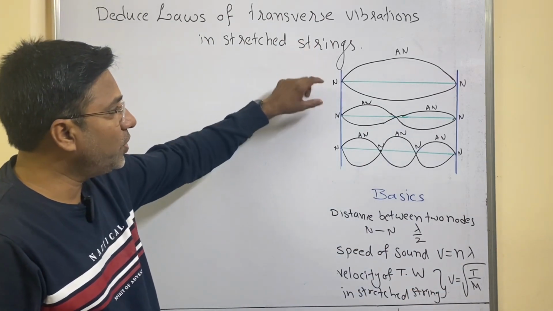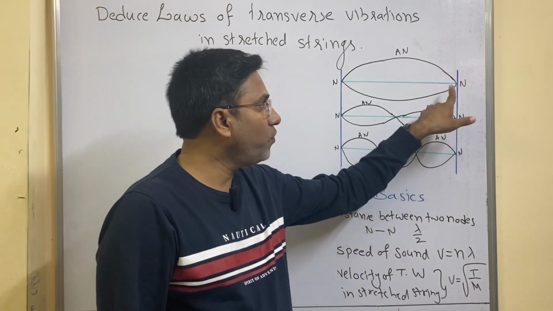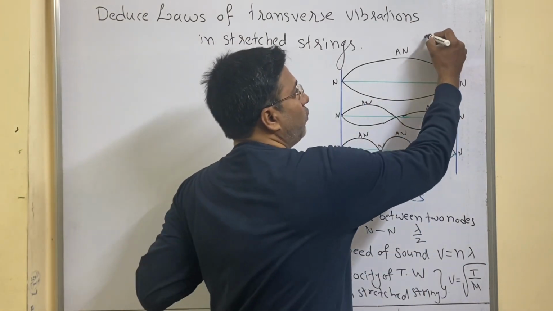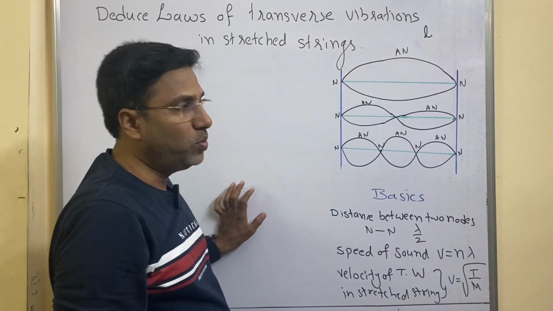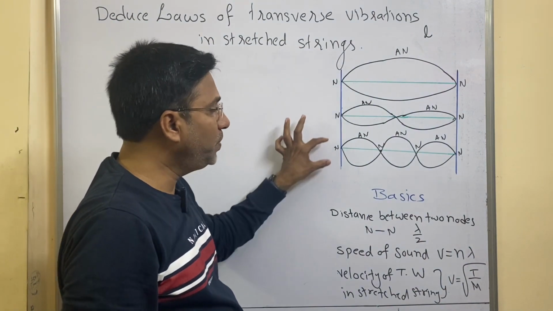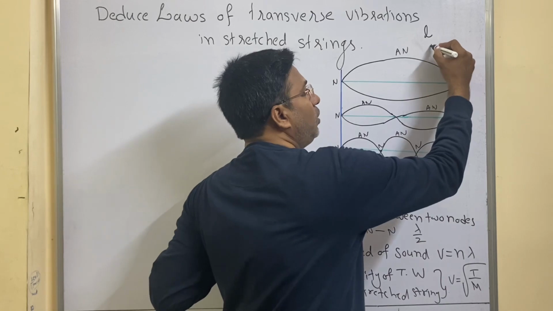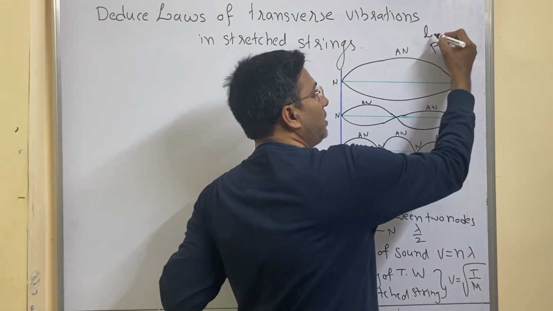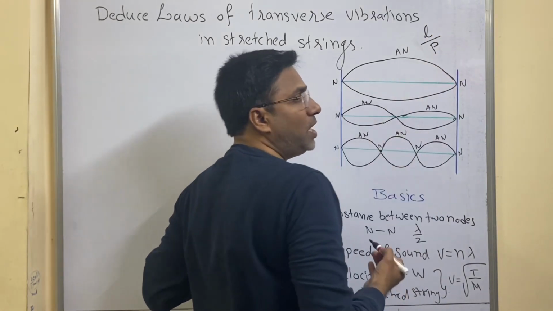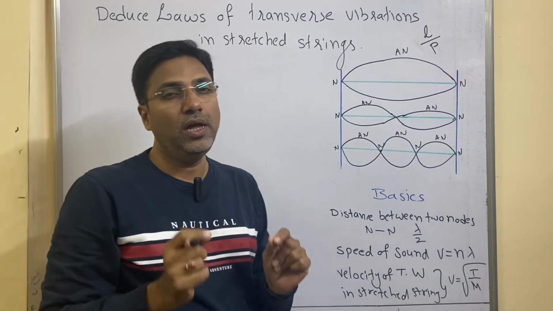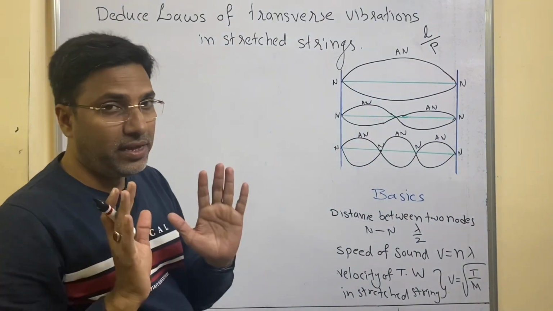Here in the diagram you can see the total length of the string L is vibrating into many loops. Here one loop, here two loops, here three loops, and so on. So we will consider P loops. Therefore, length of the string and how many loops are there? P loops.